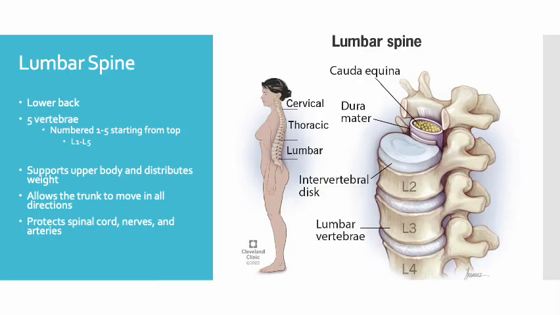Now we're moving on to our lower back, or our lumbar spine. So this is our lower back. There are 5 vertebrae in the lumbar region, and they are numbered just like the other vertebrae, L1 through L5, starting from the top. These support the upper body and distribute our weight. It allows the trunk to move in many directions, twisting, bending. This is the most flexible area. And then it protects the spinal cord, nerves, and arteries that are in that area.